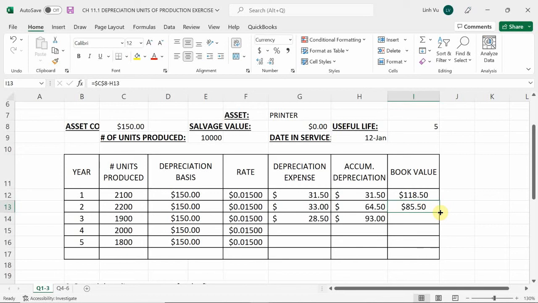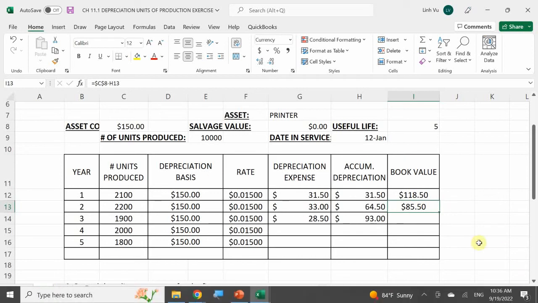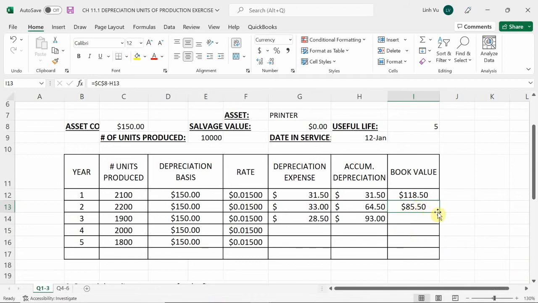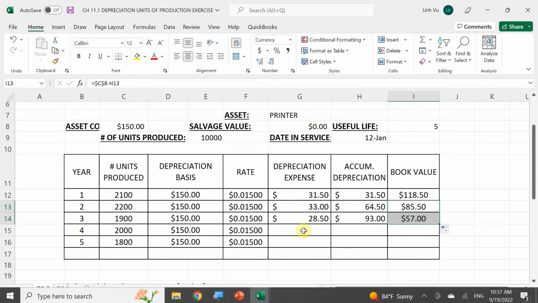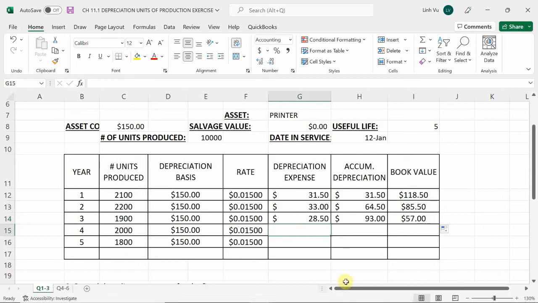Because if I were to take it off of my $85, right, I'm tripling up the amount of depreciation. Because in this case, this is my total that I've accumulated over 3 years. Okay. All right, so we're looking at $57. Good. What about my depreciation expense for year 4? This time I produced 2,000 units.